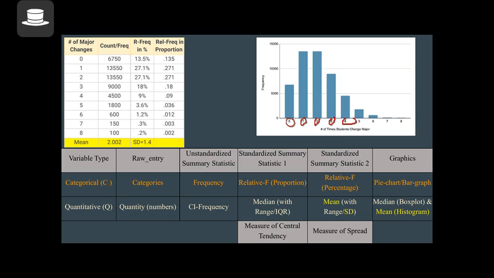Then each bar represents the frequency. Y-axis is frequency, right? 6,750 times, 13,550, and so on and so forth, right? So this can be a frequency. Well, similar to a categorical variable, this can also be relative frequency in terms of percentages. It can also be relative frequency in the form of proportion.